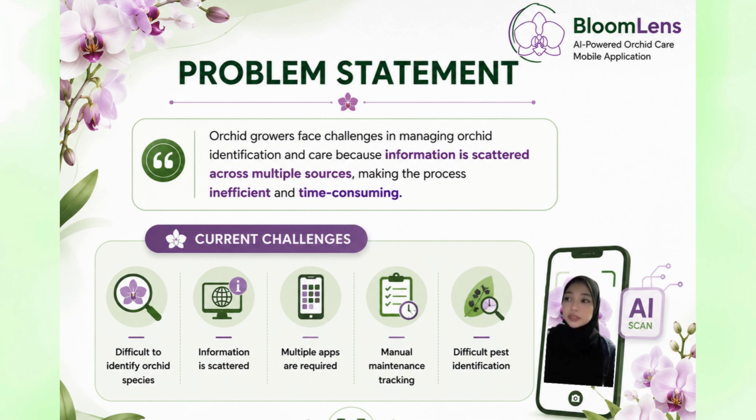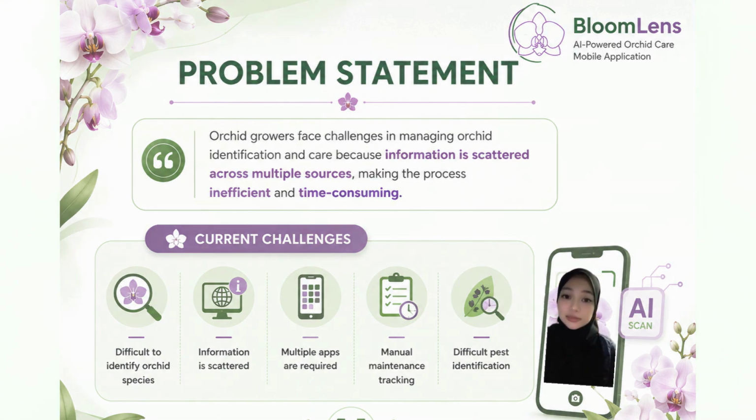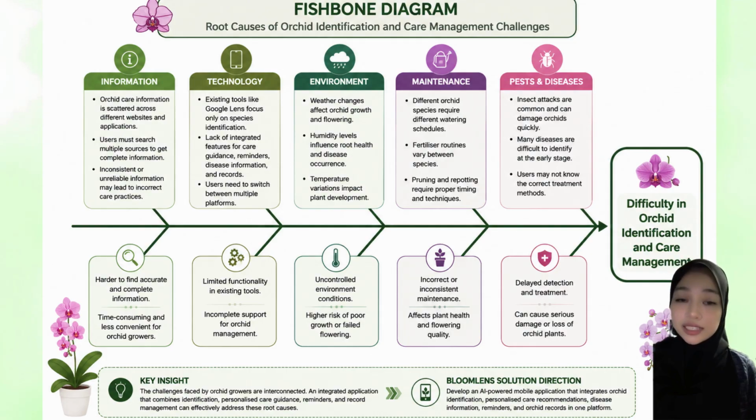The problem statement determined from the analysis is: orchid growers face challenges in managing orchid identification and care due to the availability of scattered information, resulting in an ineffective and time-wasting management process. To identify the causes of the research problem, a fishbone diagram was created. Now, let's look at the fishbone diagram.